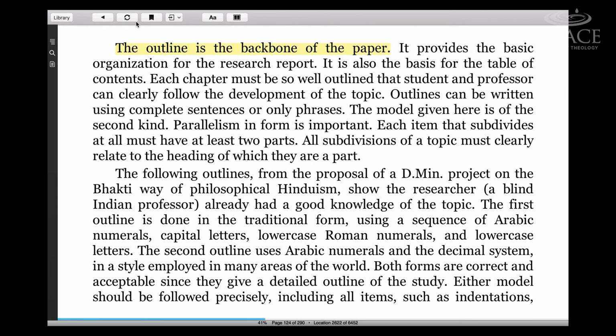I can't stress enough the importance of this little sentence here. The outline is the backbone of the paper. A good outline normally results in a good paper. A poor outline will result in a disorganized paper. So really work hard on your outlines of your paper.